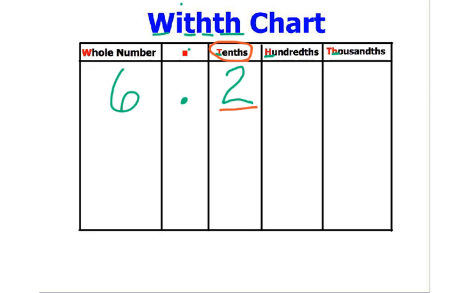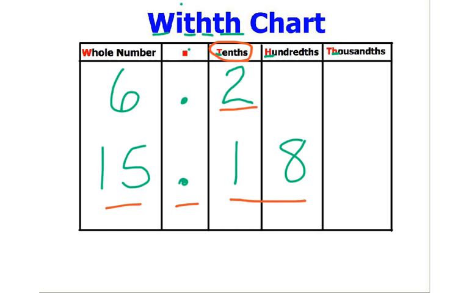Now, if I had, say, 15, decimal, a 1 in the tenths, and an 8 in the hundredths, I would say that as 15 and, and I say these two together, 18. Where do we end up? Hundredths. 15 and 18 hundredths. Let's try a couple more.